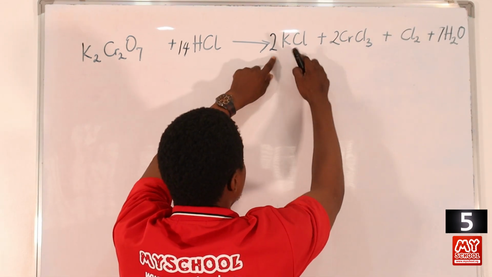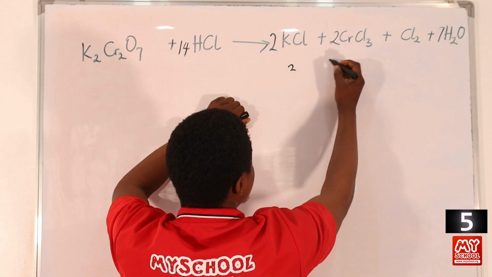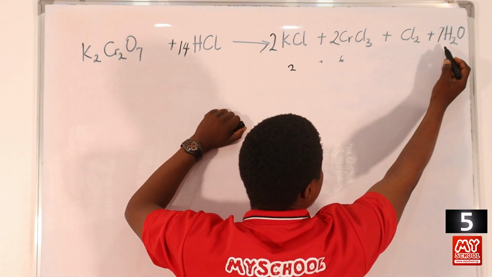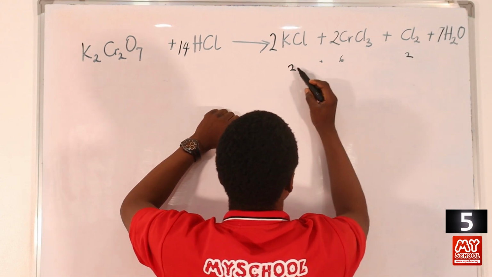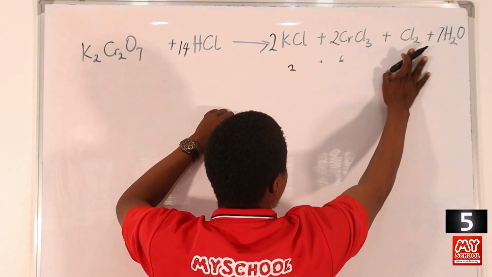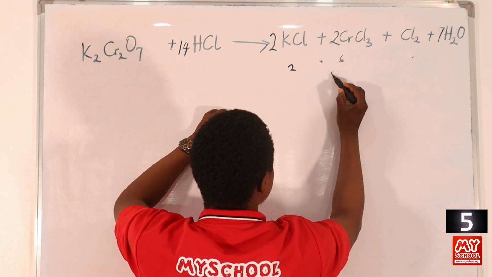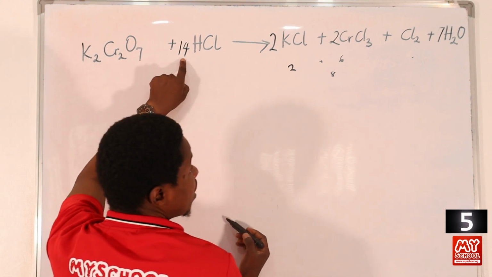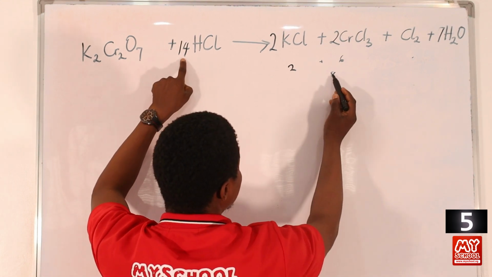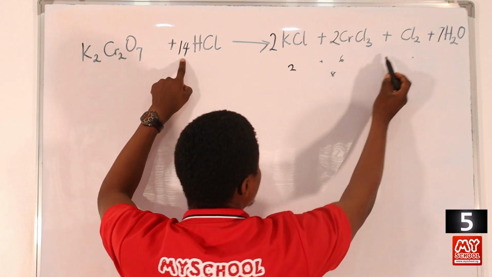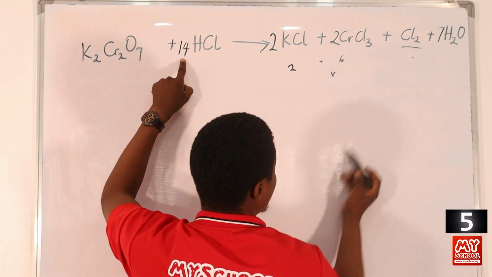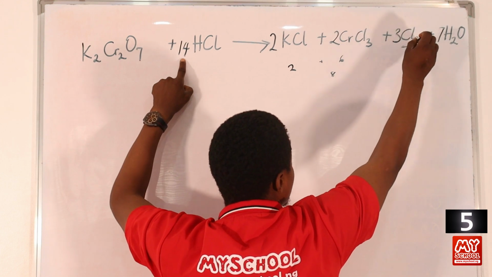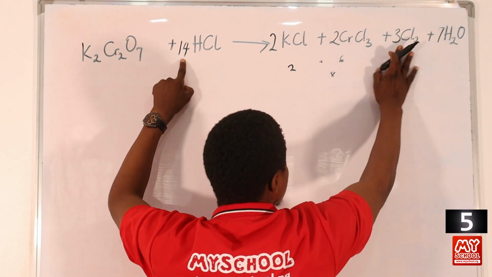So chlorine here is 2, plus chlorine here is 2 times 3, that's 6. Then this is 2 here. This plus this, that's 8. So 8 is here, and then we are going to 14. So 14 minus 8, that's going to give us 6. So the whole of this should be 6, but we have 2 already here. So if we bring in 3 here, 3 times 2 will give us 6. So I think the equation is balanced now.